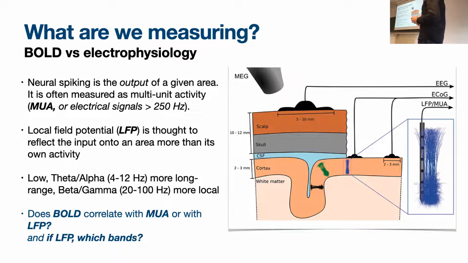And then, of course, your question becomes, well, this BOLD response that we're recording, what does it correlate with, right? Is it similar to multi-unit activity? Is it similar to local field potential? What are we looking at when we're looking at this BOLD response? We need to know this, otherwise we can't actually say anything about what we're learning about the brain. Clear?